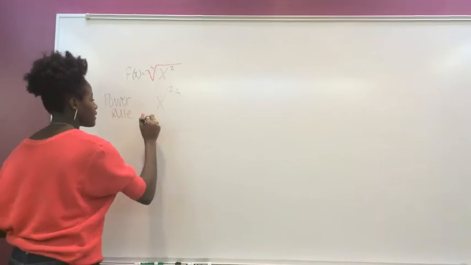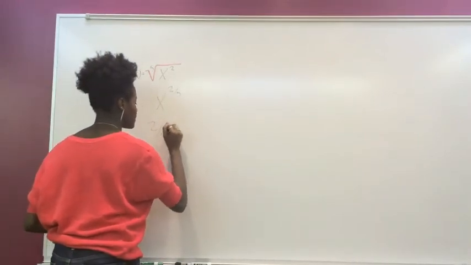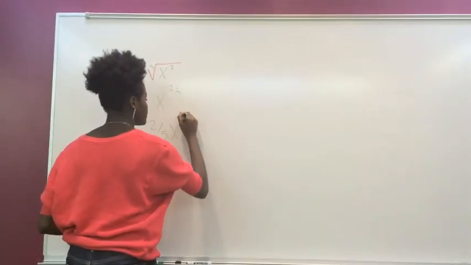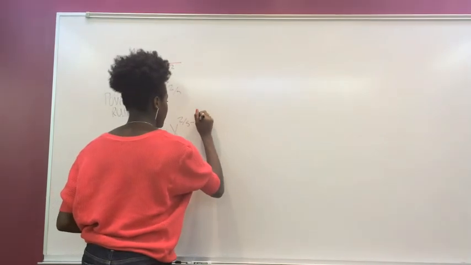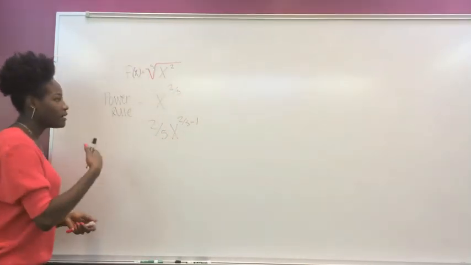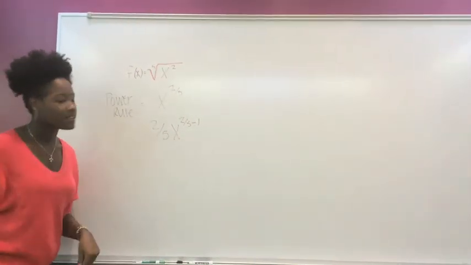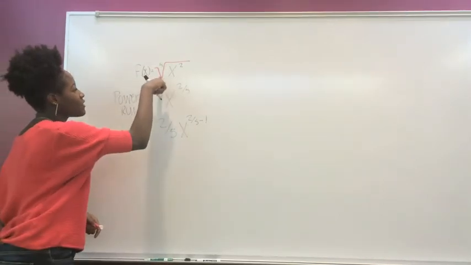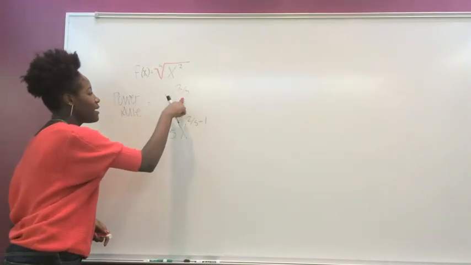And you just bring this down. So now you have 2/5 x to the 2 over 5 minus 1. And whatever you get from that will be your answer by changing the radical sign to an exponent.